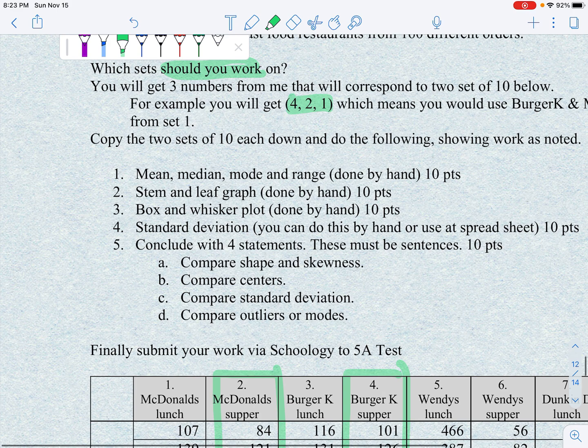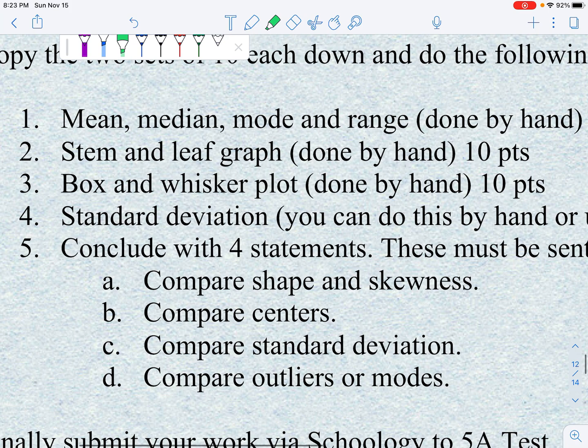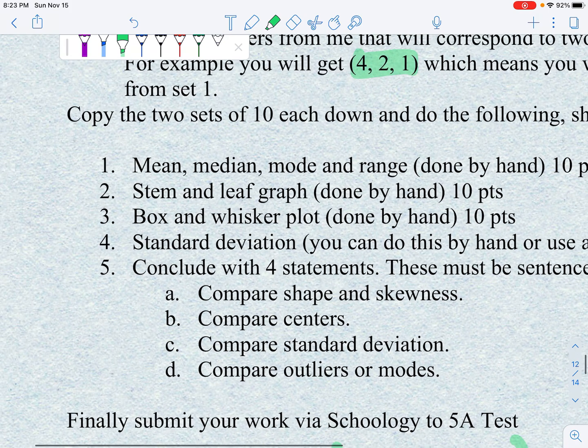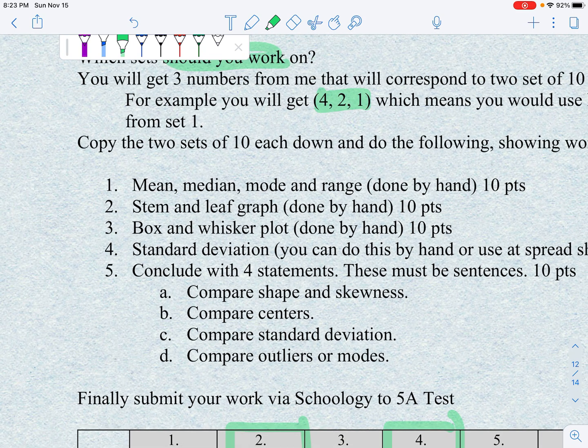All right, here are the things that you will be doing. As I outlined above, you'll be doing the mean, median, mode, and range of each set by hand, stem and leaf graph, again by hand, each one, box and whisker plot by hand, standard deviation. This, by the way, you can do by hand or you can use a spreadsheet. If you do it by hand, I will give you extra credit in terms of your calculations, okay? So that's a little extra credit opportunity there in the 4th one.